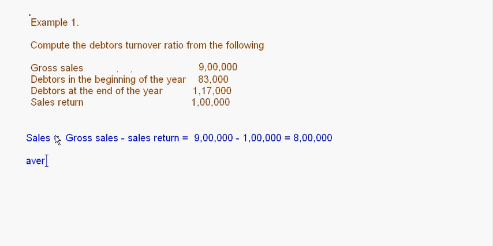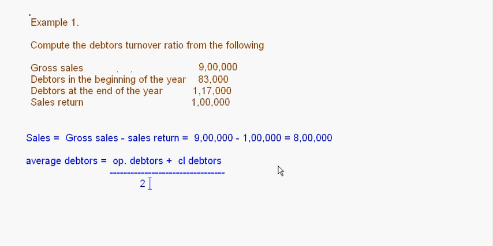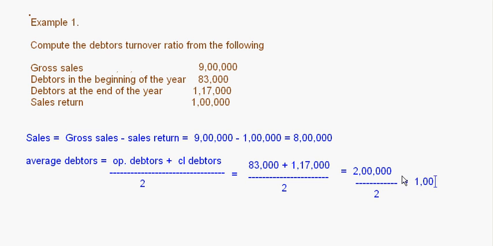Then the average debtors will be equal to the opening debtors plus the closing debtors upon 2, right? So this will be equal to 83,000 plus 1,17,000 upon 2, which is 2 lakhs upon 2, which is equal to 1 lakh.